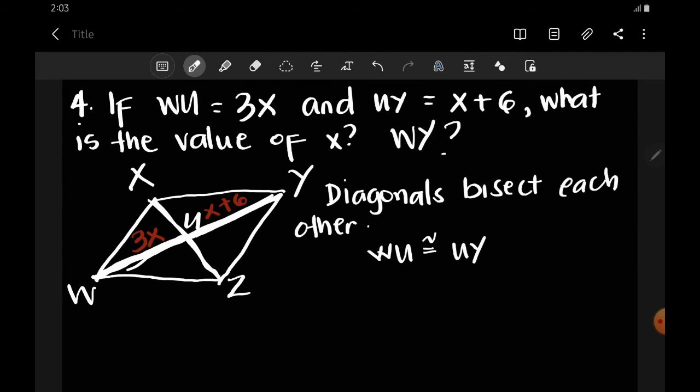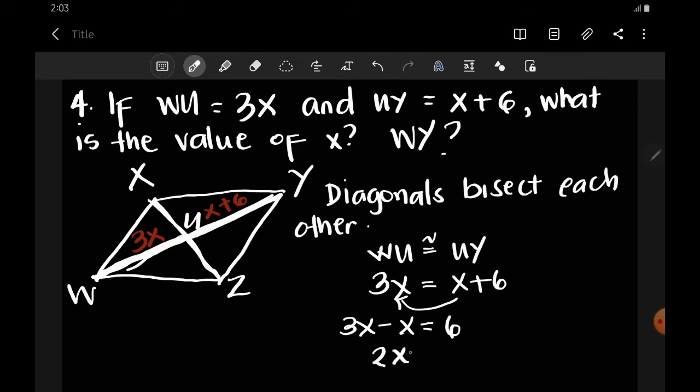So let us just substitute the given values. So we have 3x equals x plus 6. And then same process, combining like terms. So we're going to have 3x minus x equals 6. So 3x minus x, that would be 2x. Divide both sides by 2. So the value of x is 3.